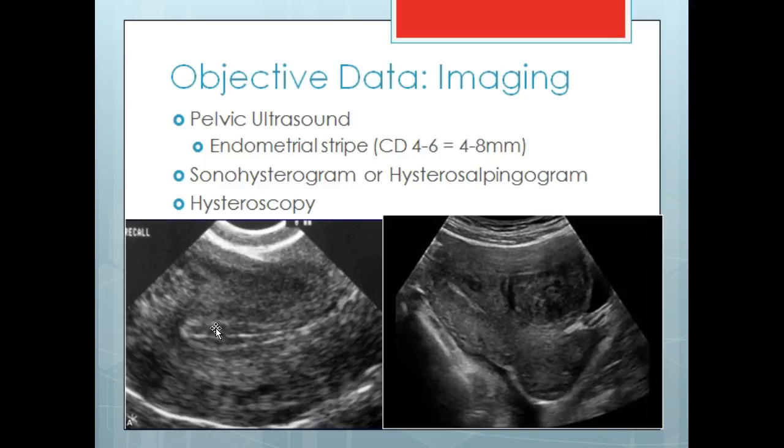I would also be able to show you potentially polyps or cysts or fibroids. So in this picture here, this is her vagina. This is her cervix, and then this is her uterus.